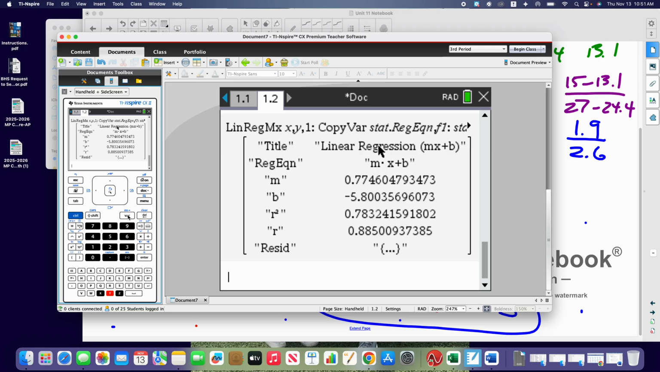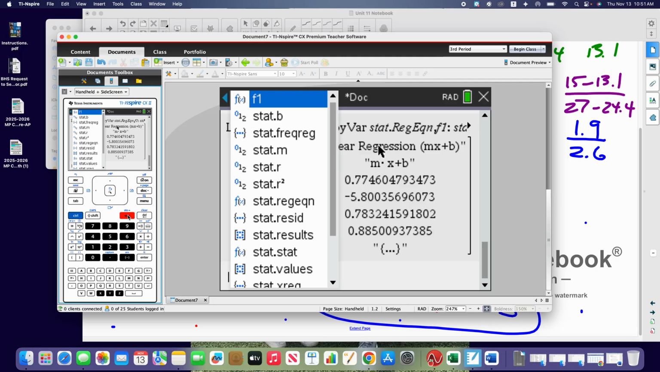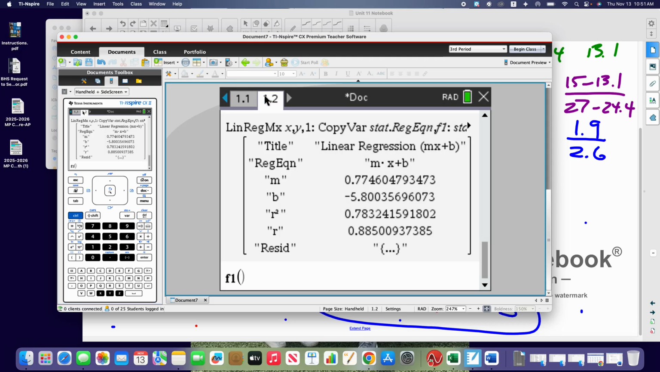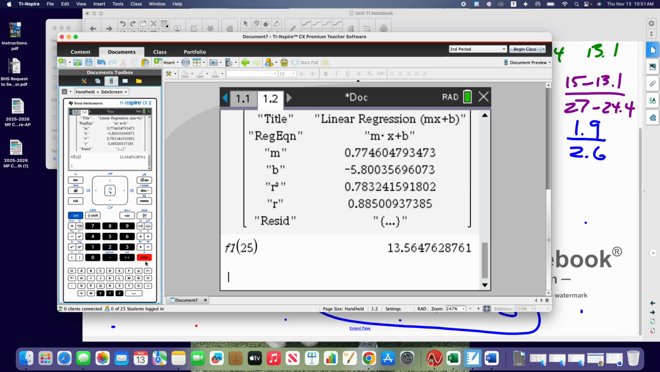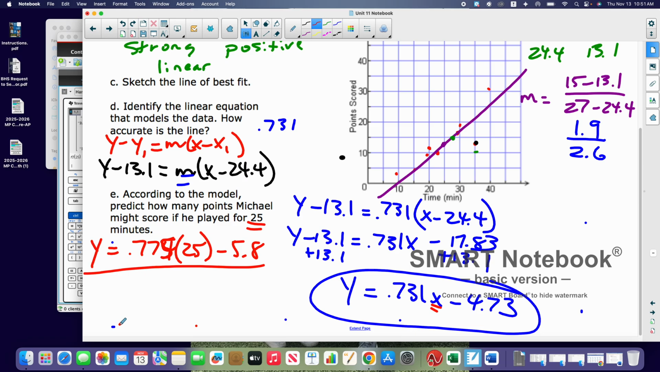If I go to variable, the very top one is F1. If I select it, it says, oh, you want to take F1? What do you want to evaluate it at? I want to evaluate it at 25. I want to plug a 25 in there. When I do that, it gives me this result right here, 13.56. So the answer right here in the calculator would be 13.56.